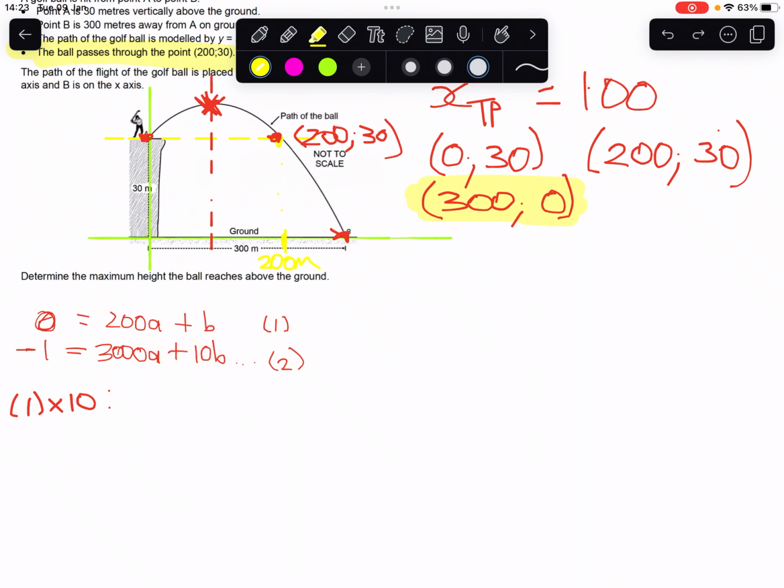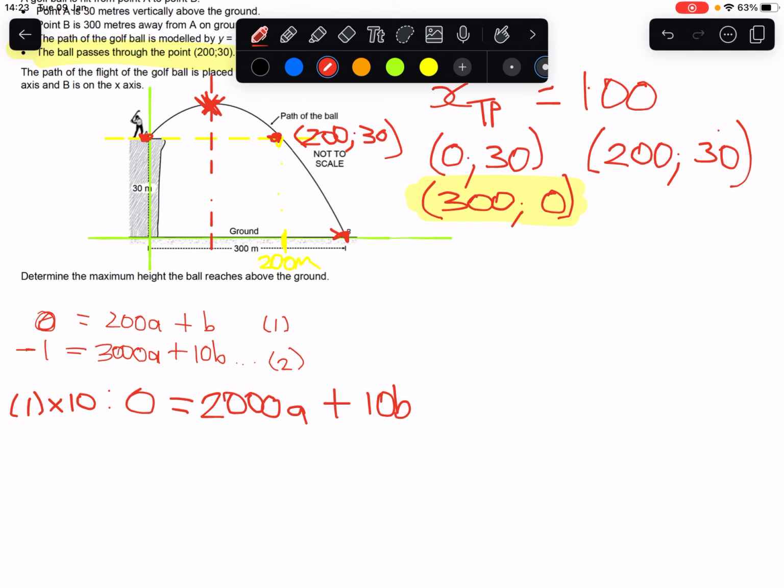So we then have 0 times 10, which is 0. 200 times 10 is 2000A, and then B times 10 is 10B, right? So that will be just a re-expression of equation number 1. And then let's subtract equation number 2, right? So that equation, again, let's move this guy.